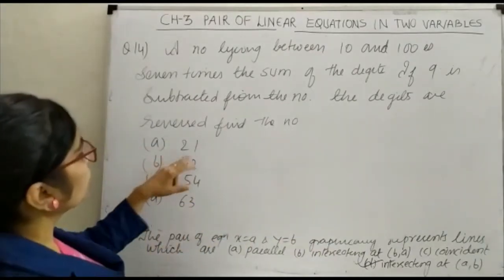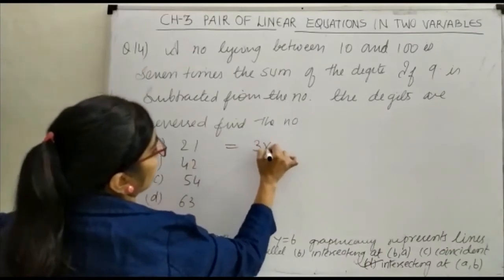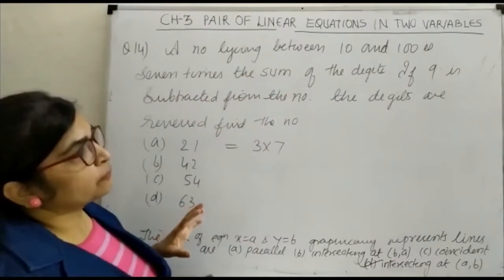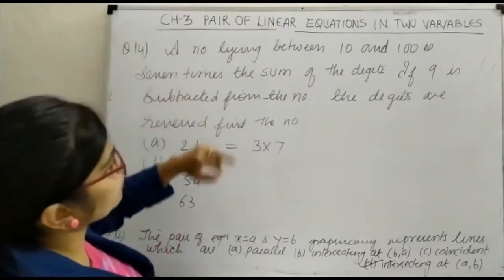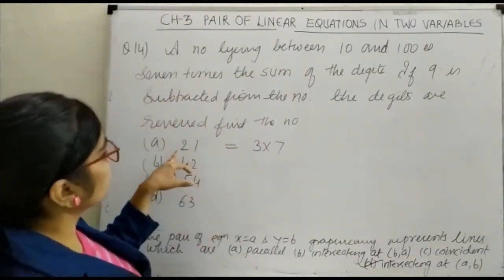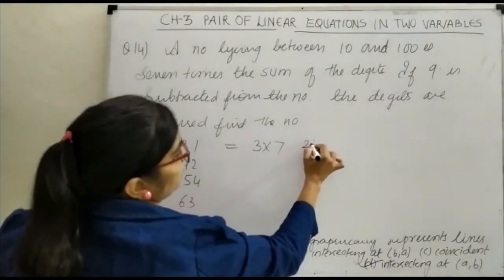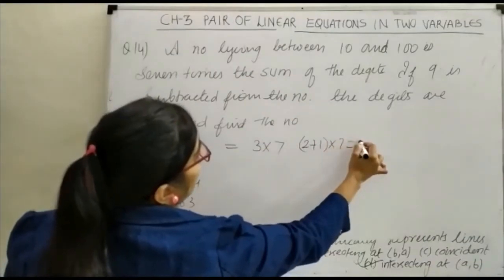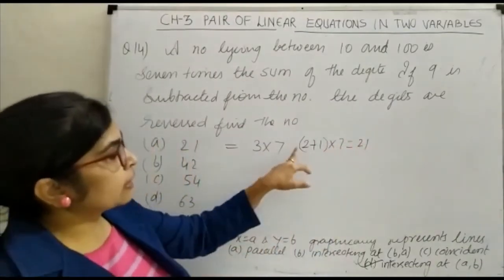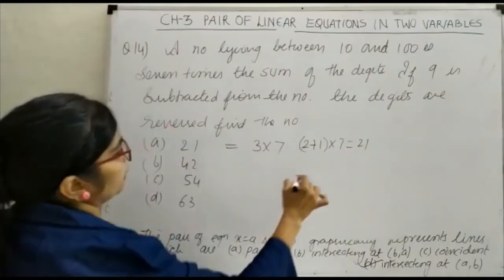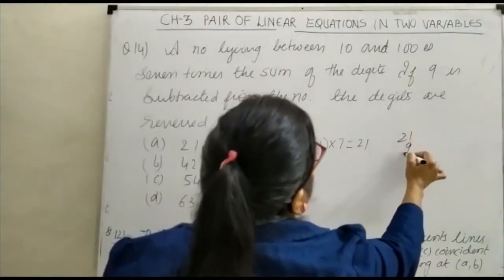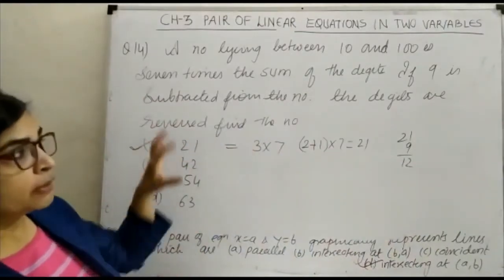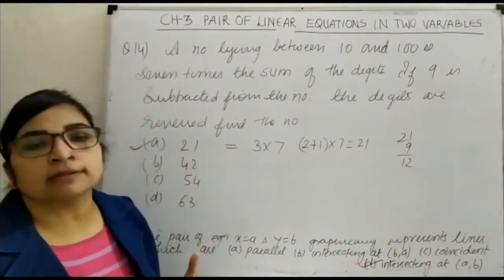Now just see, 21 can be written as 3 into 7. Moreover, a number lying between 10 and 100 means it is a 2-digit number. It's 7 times the sum of the digits, that is 21, right? 2 plus 1 into 7 is your 21. Is 7 times the sum of the digits. Now just subtract from 21. If you subtract 9, you get 12. So which option is going to be correct? Option A.